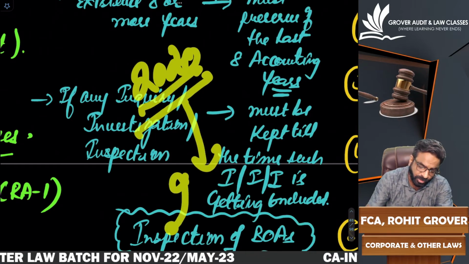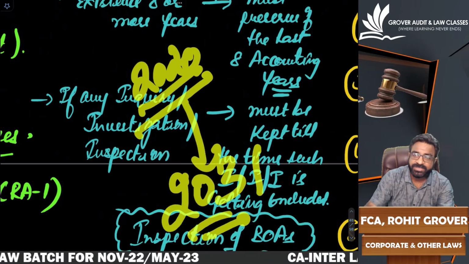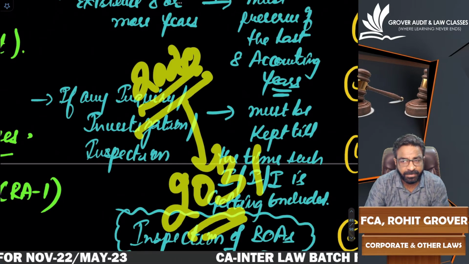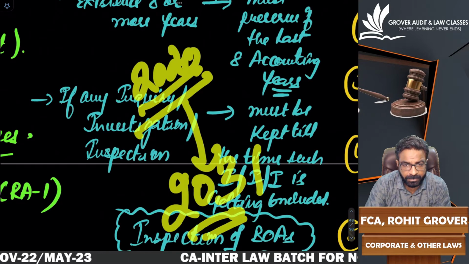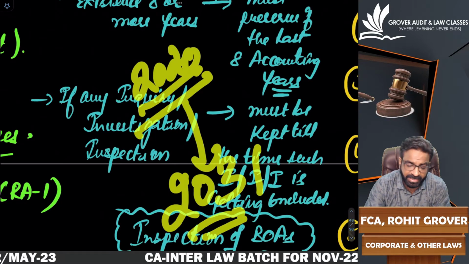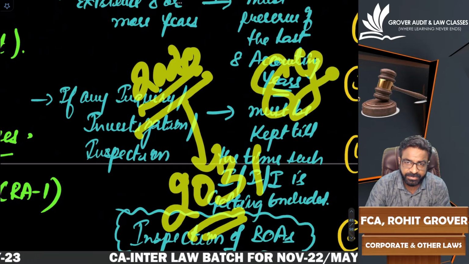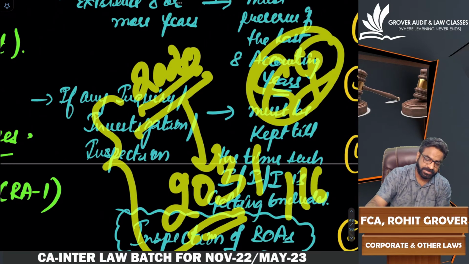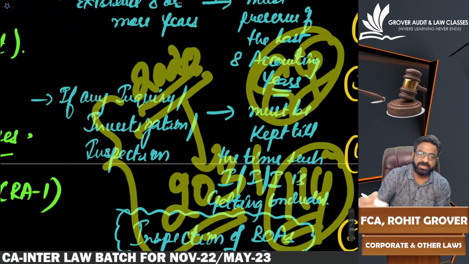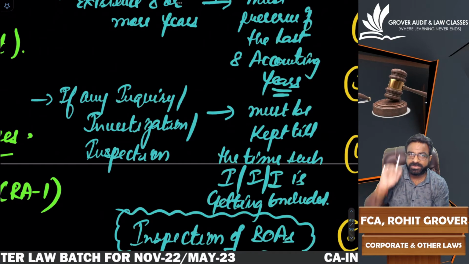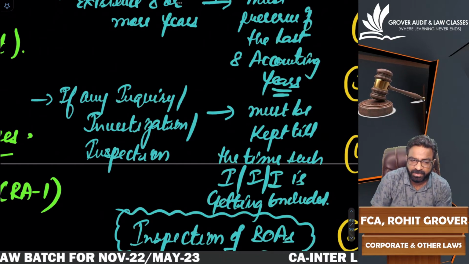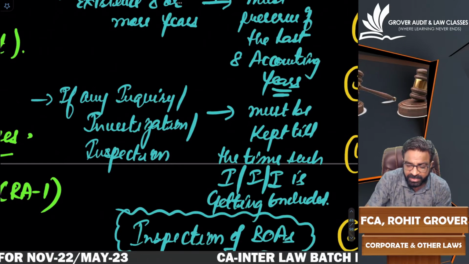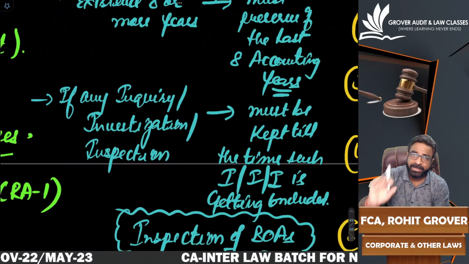Suppose inquiry started in 2020. It took up to 2031. It started in 2020, went up to 2031. How many years? 11 years. Generally, I maintain for how many years? 8 years. But the inquiry is going on for how many years? 11 years, 2020 to 2031. Is it an 11-year inquiry or not? Yes, sir. Can I dispose my books of accounts in the 8th year now, or I have to keep it till the 11th year?